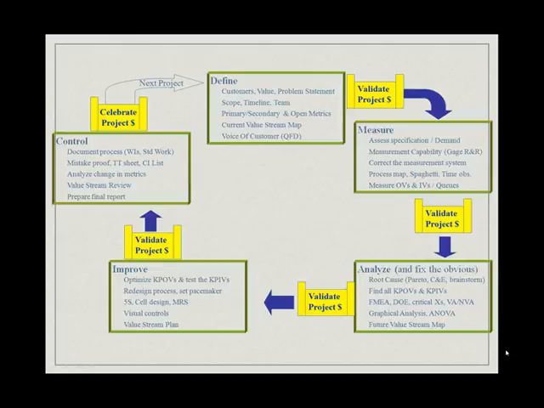So here you can see the cycle. We define by understanding what the customer wants. We validate the projects. We move to measurement, where we actually look at the measurement system and look at the process and look at establishing a baseline. We move into analyze, and this is actually the stage where we start to figure out how to fix a particular problem or improve a particular issue in an organization. From there, we move to improve, where we actually implement that, and then we move on to control.